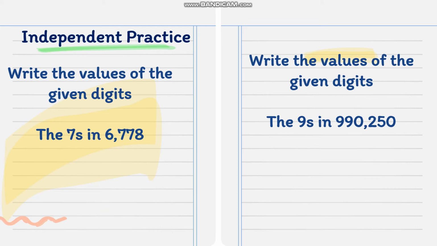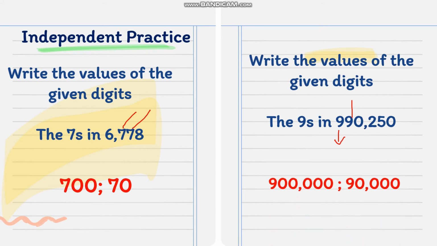Now, write the values of the given digit. What is the value of the first 7 and the second 7? So the answer is 770. Next, write the values of the given digit. The 9s in 990,250. So the first 9 is in the 100,000 place. So 9 multiplied by 100,000 is equivalent to 900,000. And the second 9 is in the 10,000s place. So 9 multiplied by 10,000 is equivalent to 90,000.